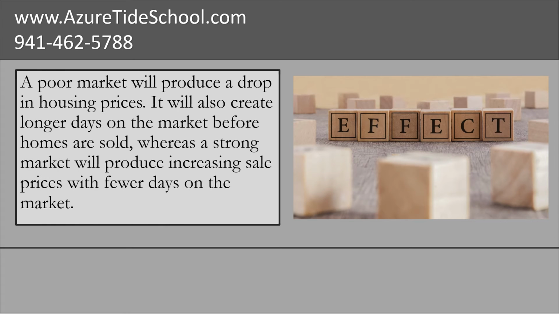A poor market will produce a drop in housing prices. It will also create longer days on the market before homes are sold, whereas a strong market will produce increasing sale prices with fewer days on the market.